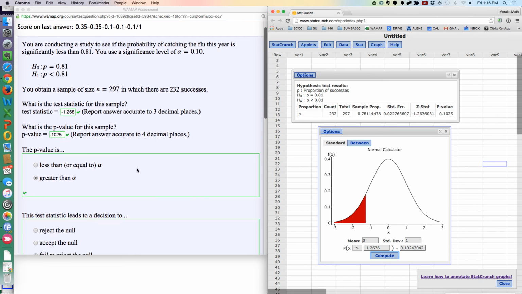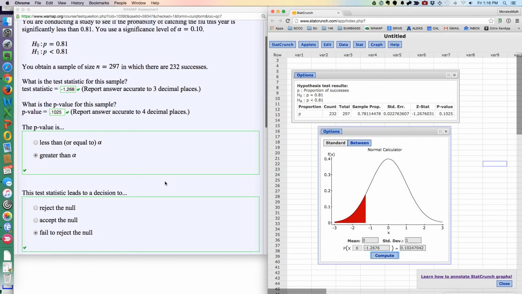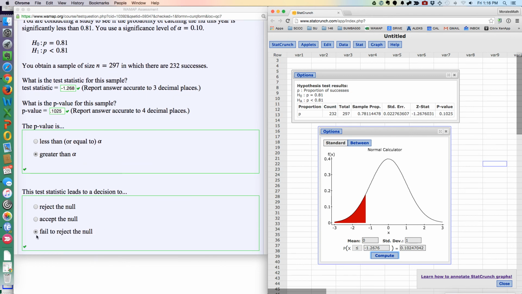And so here when we go to answer these questions, our probability value is greater than alpha because 0.1025 is larger than alpha equals 0.10. And this does not allow us to reject the null. So our decision is that we fail to reject the null. We only reject the null when our p-value is less than our designated alpha value. So we fail to reject the null hypothesis here.